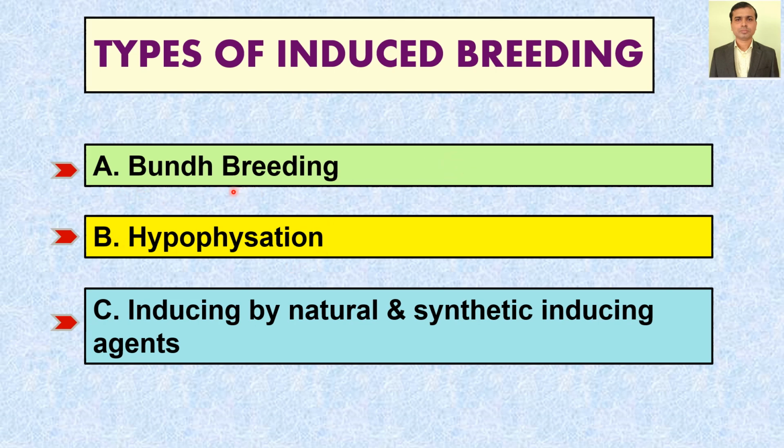Hypophysation. In hypophysation, pituitary gland extract is used for inducing fish for breeding because pituitary extract contains follicle-stimulating hormone and luteinizing hormone, which play a key role in gonadal development and maturity. Then induced breeding by natural and synthetic inducing agents is most widely used for breeding in fish.